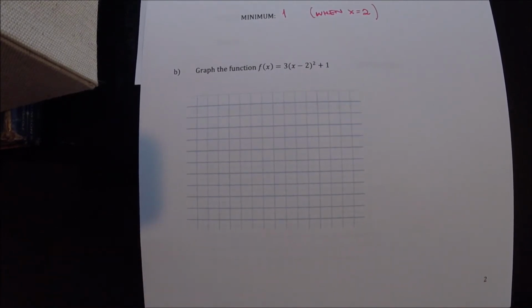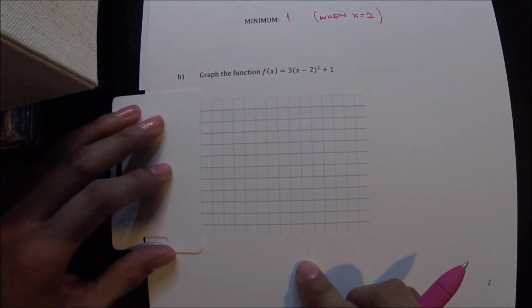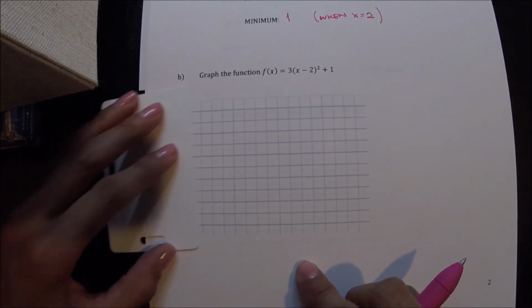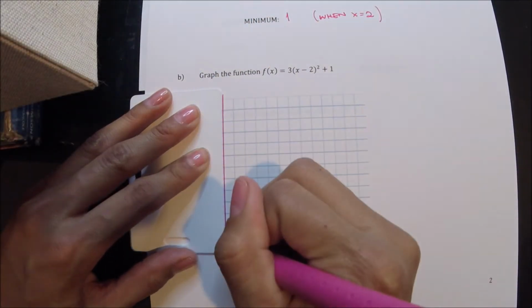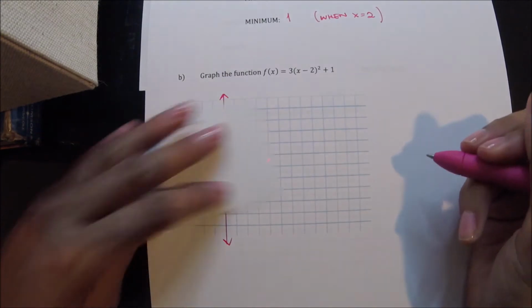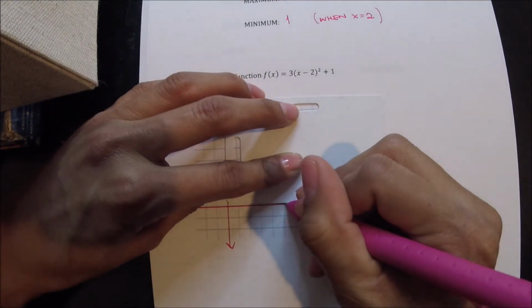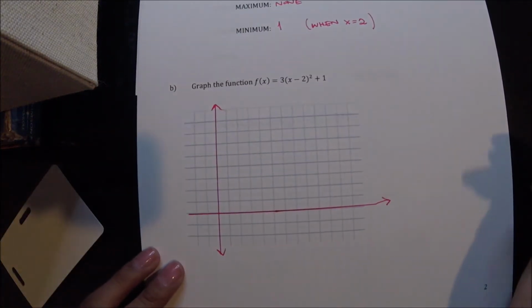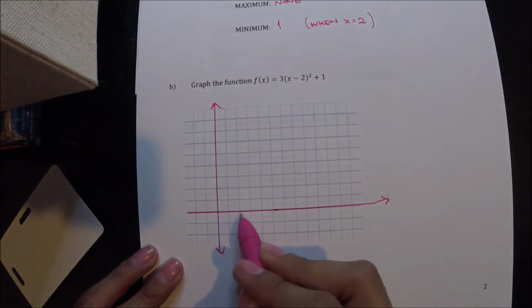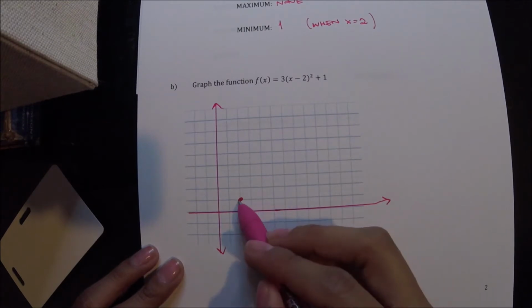Alright, and here I'm going to draw in my axes, maybe here, and here, because I'm thinking about where the vertex is. We know the vertex needs to be at the point (2, 1). So here's the vertex, so I'll plot that. And then I know it's going to open up. I know that this is a minimum.